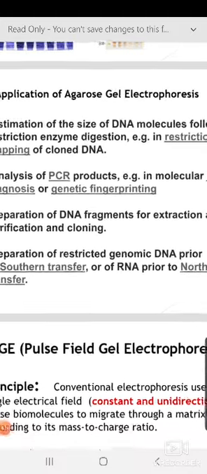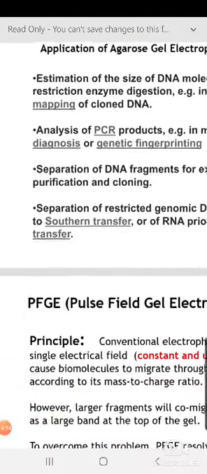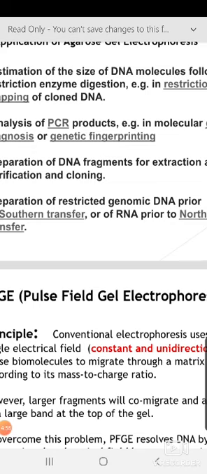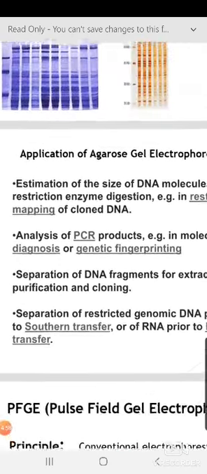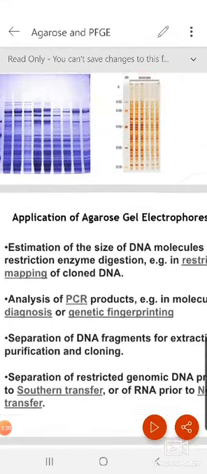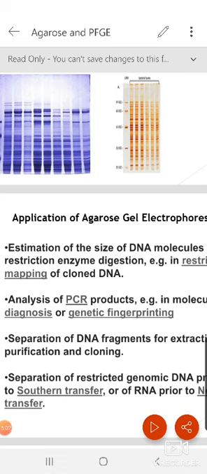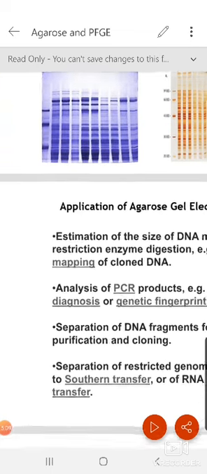Separation of restricted genomic DNA prior to Southern transfer, or RNA prior to Northern blot. This is usually regular practice before doing a Southern blot or Northern blot. We need to cut the DNA with the restriction enzyme, followed by electrophoresis.